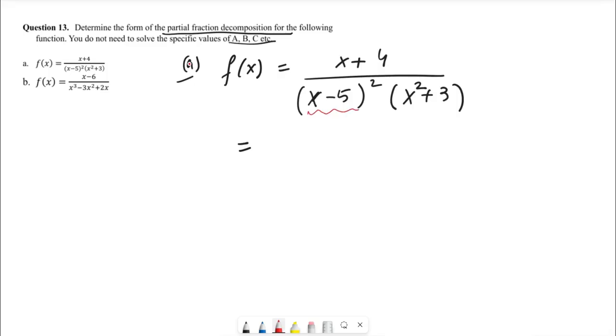There is a linear factor, and it is repeated. So for the repeated linear factor, we will have two fractions. One is A by (x − 5) and the other is B divided by (x − 5) whole squared.